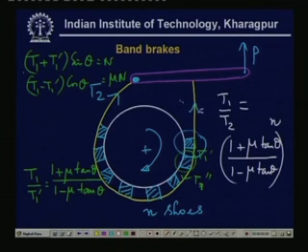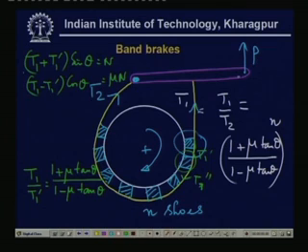So, this is the relationship between T1 and T2. Once we know this relationship between T1 and T2, then we can consider the free body diagram of the lever as before and find out the value of P.